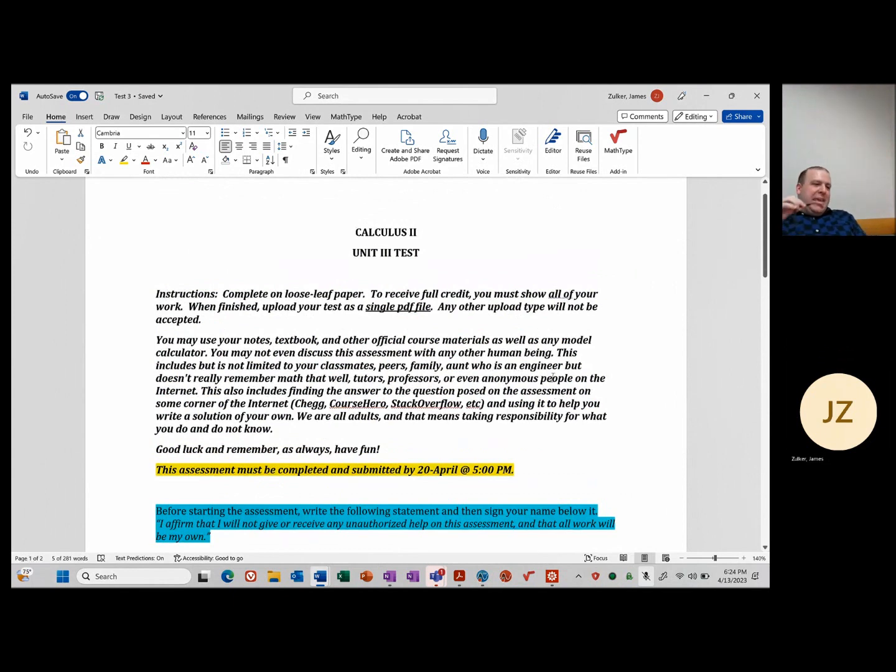Uploaded as a single PDF file. The exception is if you use Mathematica and you want to include the code, that can be a separate file. That's fine. Right, notes, textbook, course materials, any model calculator. You just can't discuss this with anyone, except for me. I said it will be due next Thursday before the start of class.